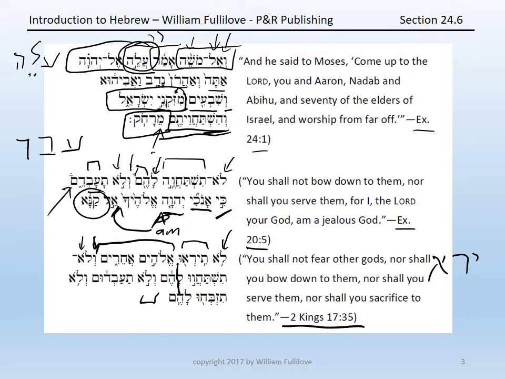Velo, and not, ta'avdum, so now a kal imperfect, second masculine plural, to serve plus mem, the third masculine plural suffix. Nor shall you serve them. And again, velo, another solemn prohibition. Tizbachu, kal imperfect, second masculine plural of zavak, which is to sacrifice. Nor shall you sacrifice lahem, to them.